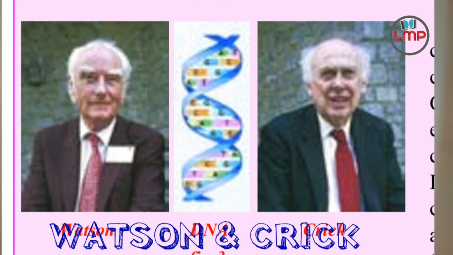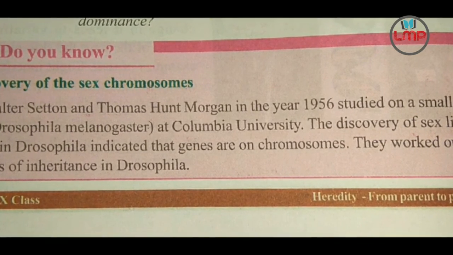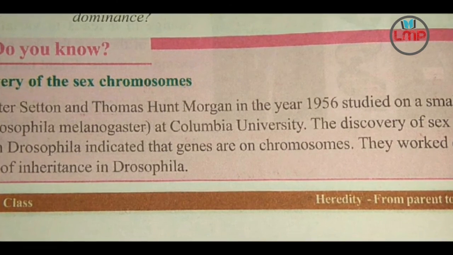Next scientists, Watson and Crick. James Watson and Francis Crick discovered the double helix structure of DNA. They got the Nobel Prize along with Franklin and Maurice Wilkins. Walter Sutton and Thomas Hunt Morgan discovered sex-linked inheritance in Drosophila.